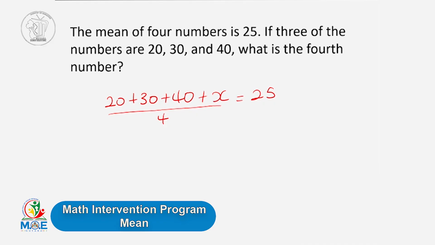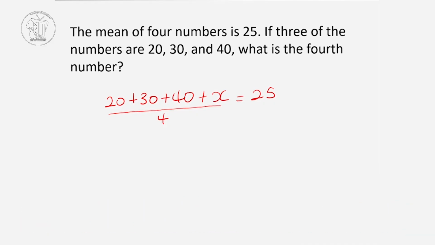They want us to find what is the 4th number. So we add up everything at the top. 20 plus 30 is 50. 50 plus 40 would be 90, plus x, over 4 is equal to 25. So 90 plus x would be, this 4 is dividing, so when we take it off, it will multiply. 4 times 25 would be 100.